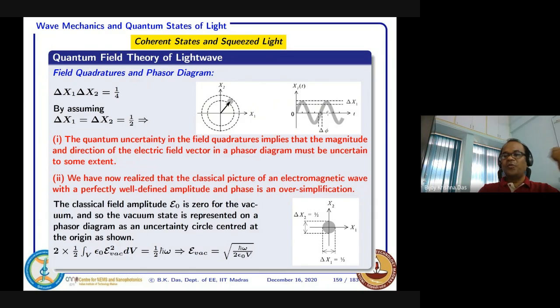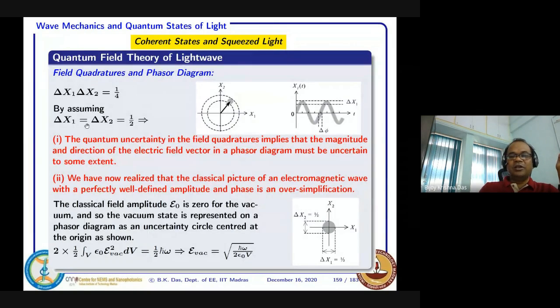So we can imagine that for any quadrature, there will be some kind of amplitude fluctuation as well as some kind of phase fluctuations. And in this case we are drawing a circle assuming that delta x1 and delta x2 are exactly equal to 1 over 2, so that their multiplication gives 1 by 4, so that you get a perfect circle. That's a wild approximation. They can vary also, or you can manipulate that.